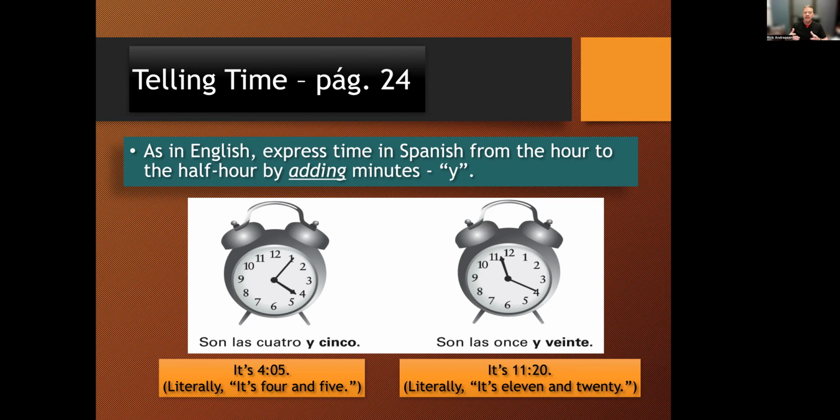So clase, repitan. Son las 4:05. Son las 11:20. Okay, muy bien. So when you're adding minutes from the hour until the half hour, we're using the word y. We're adding time in to that hour.